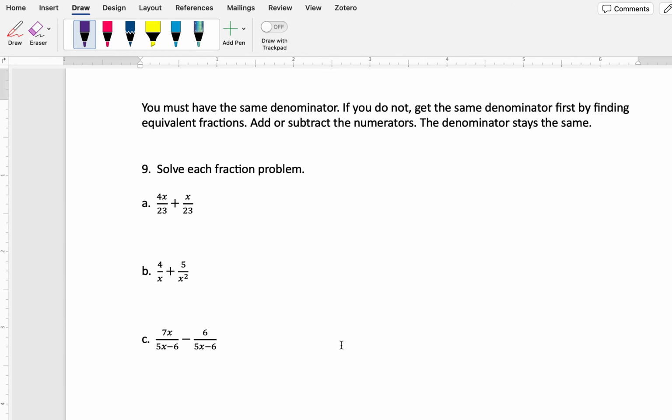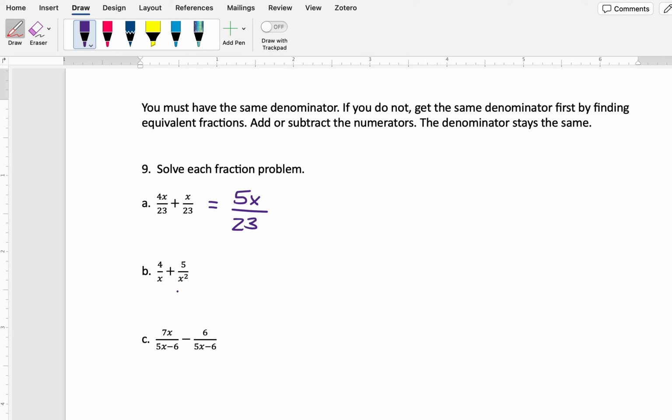So the same idea applies here when we're working with fractions that have variables in them. First I check, do I have the same denominator in both? So for this first one, I do. The denominator is 23. So I can go ahead and add 4x plus x is 5x, and my denominator is 23. Now at this point, it's good to check if I can simplify anything. In this case, I can't because 5 and 23 do not have any factors in common, so that's my answer.